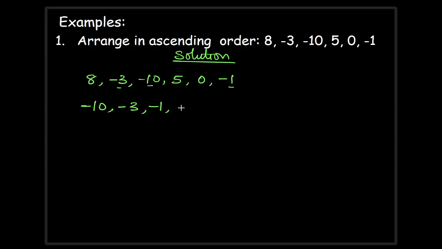And then we now move to the positive. Okay, we have 0. 0 is in between positive and negative. And then we have 5 and 8. So 5 comes first before 8. So this number has been arranged in ascending order.